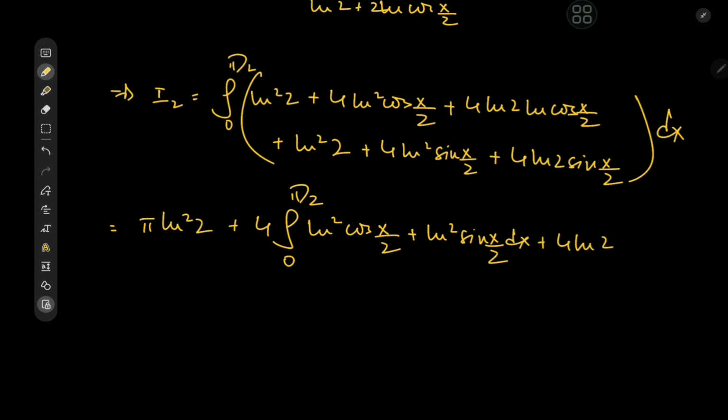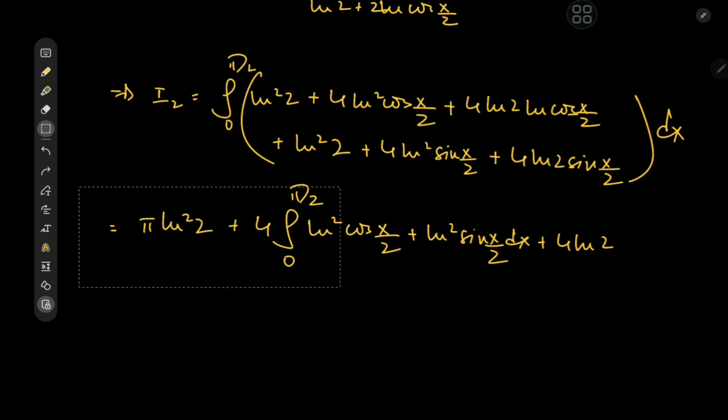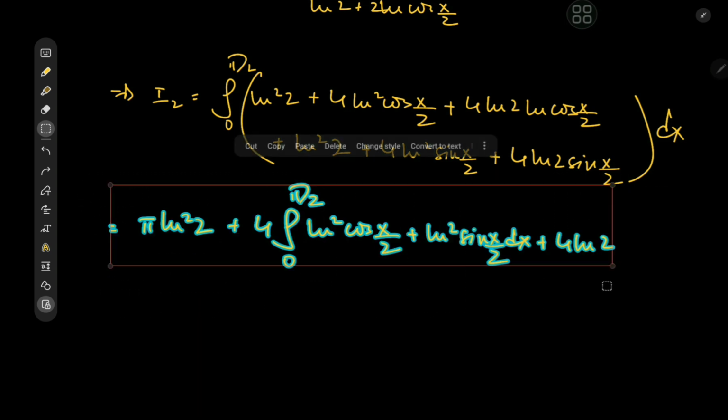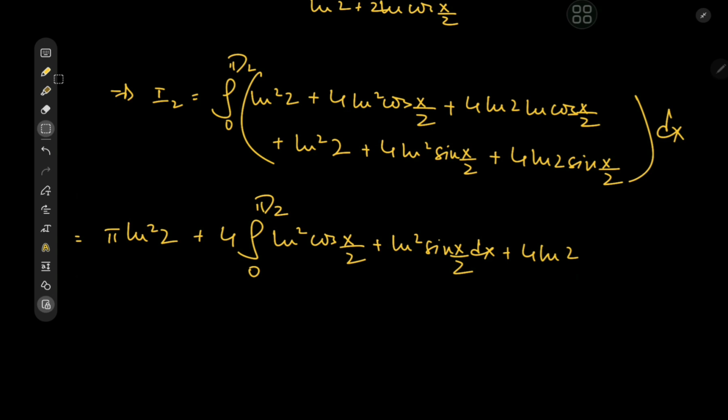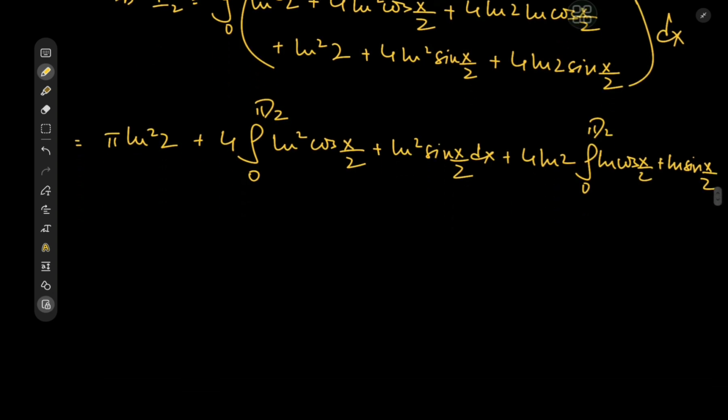Then we have 4 times log 2 times what exactly? Let me just give myself a little bit more writing space. Anyway, we have 4 times log 2 times the integral from 0 to pi by 2 of what exactly? Well, we have log cosine x by 2 plus log sine x by 2, and absolutely no room to write the dx, but I omitted it numerous times anyway, so it's cool.